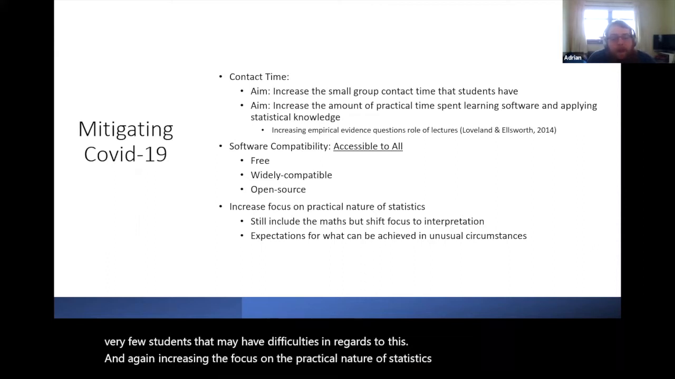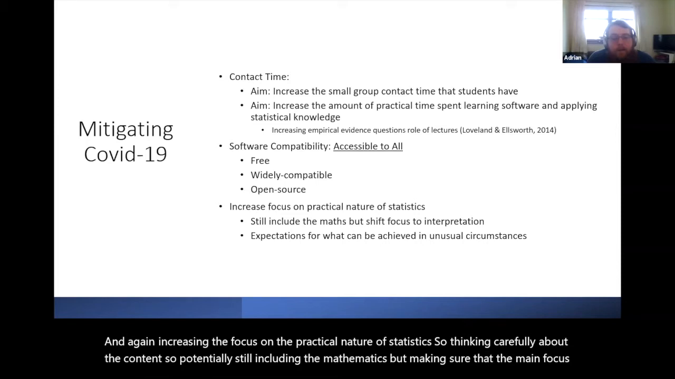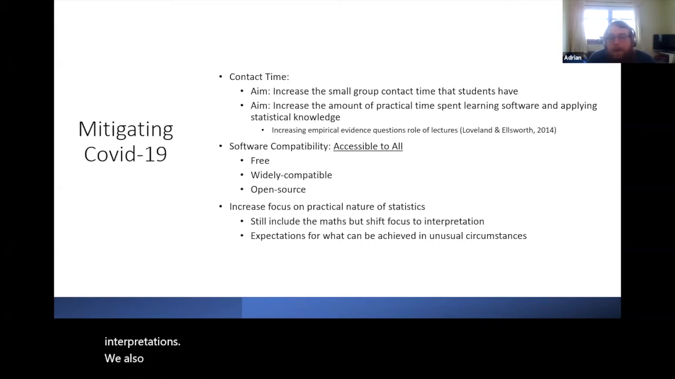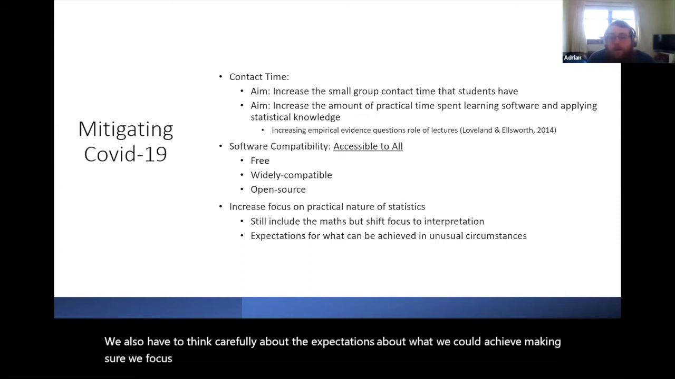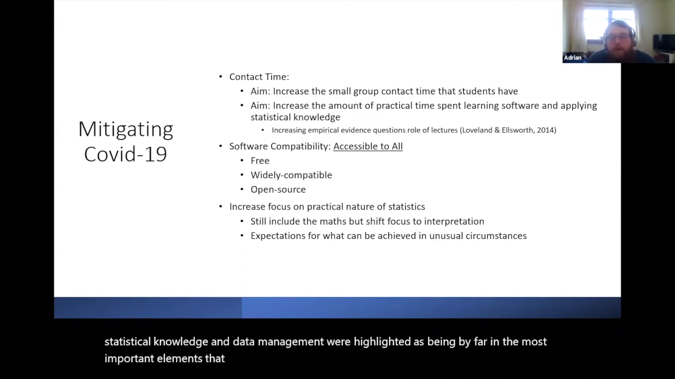So thinking carefully about the content. So potentially still including the mathematics, but making sure that the main focus and the main time spent in interactive sessions is focused solely on interpretations. We also had to think carefully about the expectations about what we could achieve, making sure we focus our efforts on the things that students most needed. So the application of statistical knowledge and data management were highlighted as being by far the most important elements that we thought students needed to get to grips with when learning statistics.